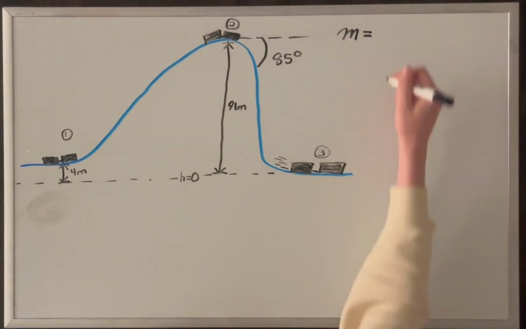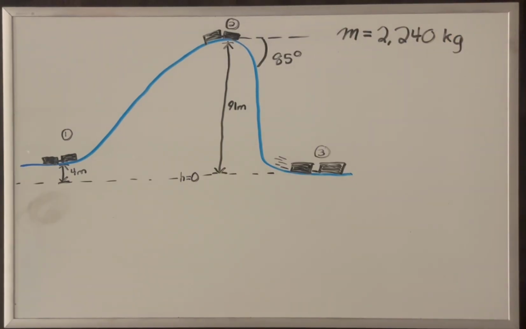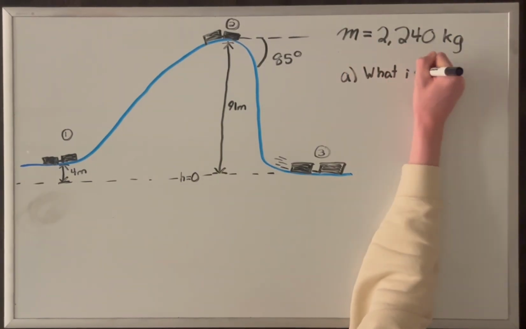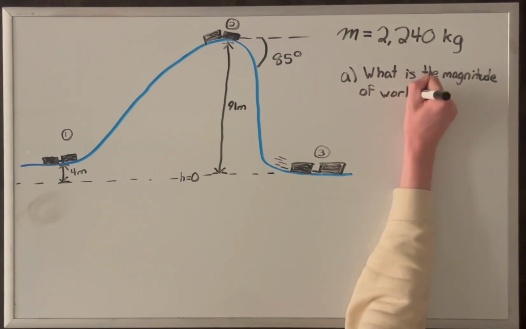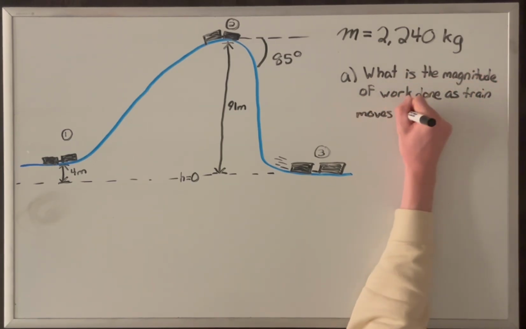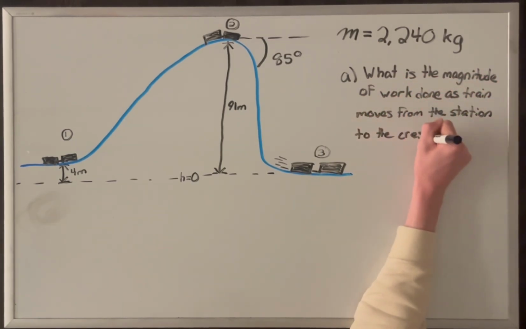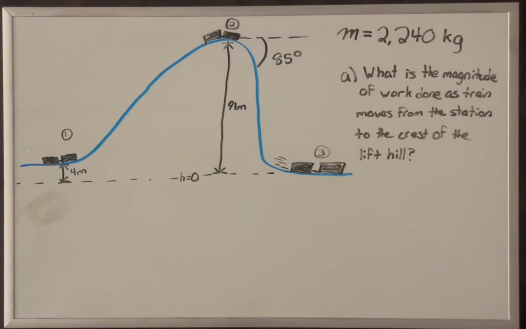So the mass is going to be 2,240 kilograms. We're going to assume that for a normal train car. And then our first question is, what is the magnitude of work done as the train moves from point 1, the station, to the crest of the lift hill, point 2?